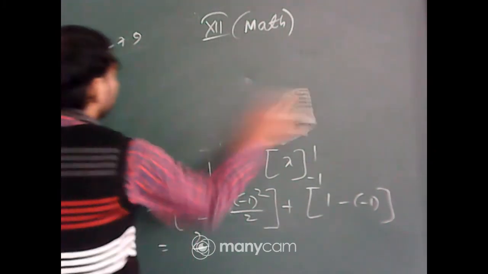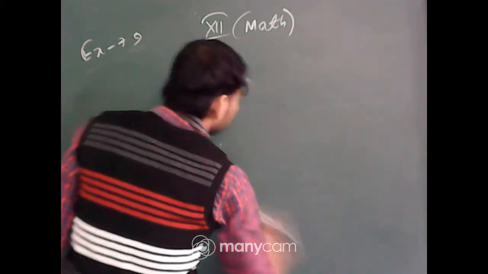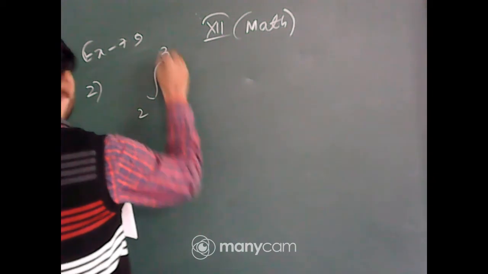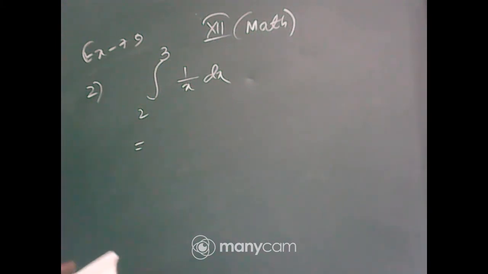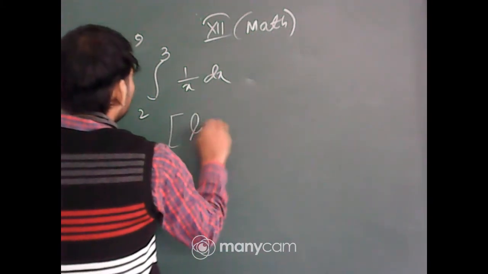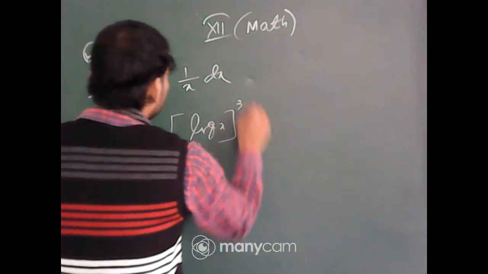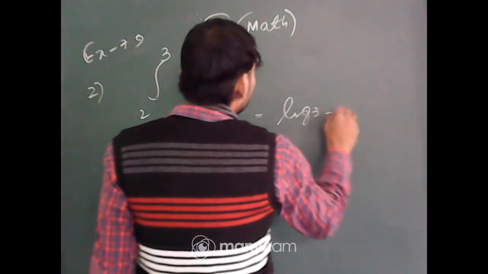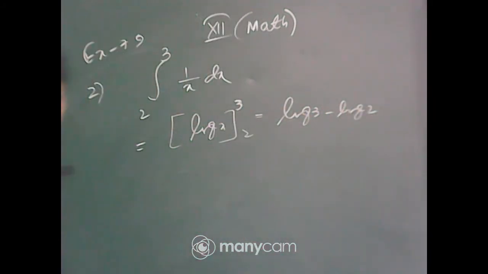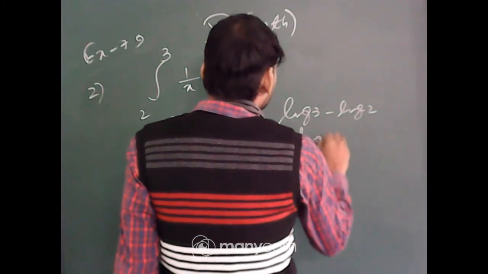Question number 2. That is integration from 2 to 3 of 1 by x dx. That means it will be log x within the third bracket, and then put the limits. So log 3 minus log 2, isn't it? That means from the property of log, it will be log of 3 by 2.